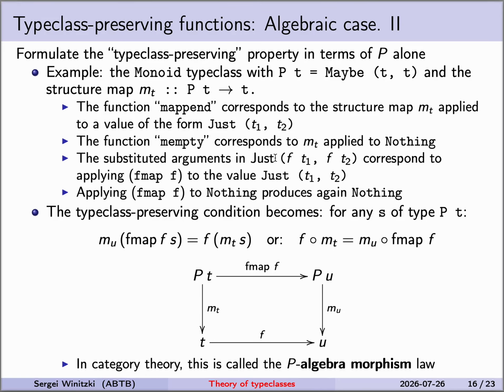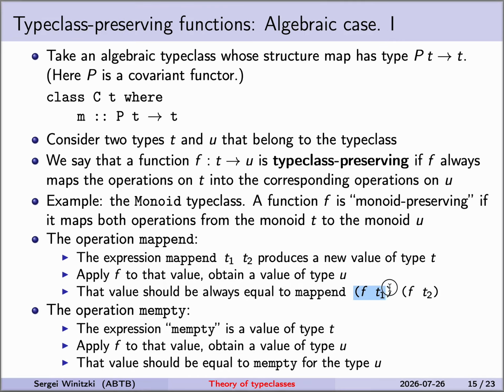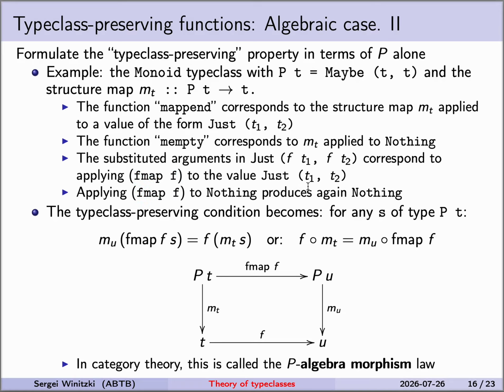So that means we need to apply fmap f to this value, where fmap is within the functor p. And that will automatically substitute all the arguments within here. And if you apply fmap f to nothing, it gets again nothing. So we can see that substituting the arguments here and transforming the values corresponds to just using fmap f within the functor p. And that's the beautiful part. So because of this, the condition that f maps operations of t onto operations of u can be formulated just through using fmap f within the functor p. So fmap pertains to the functor p here.